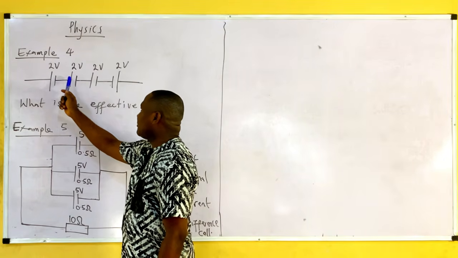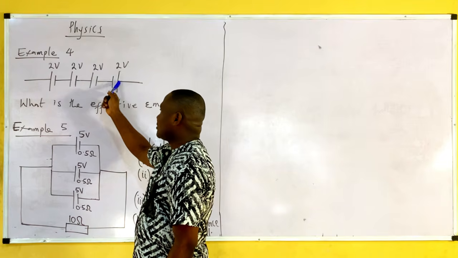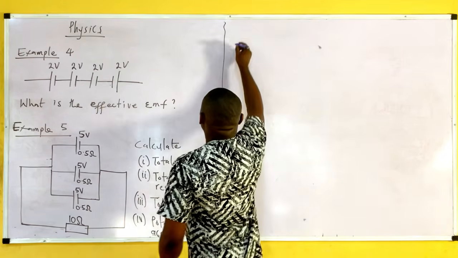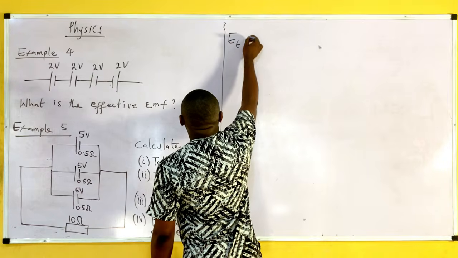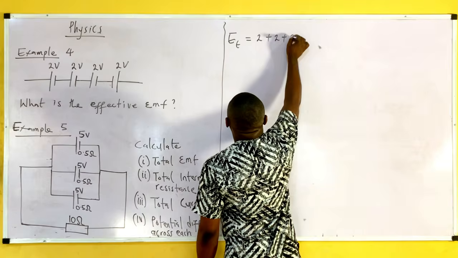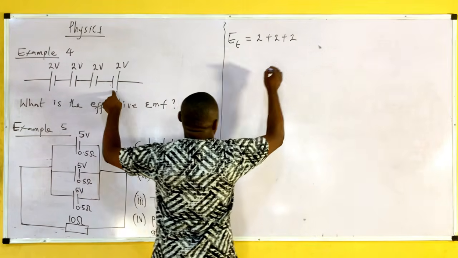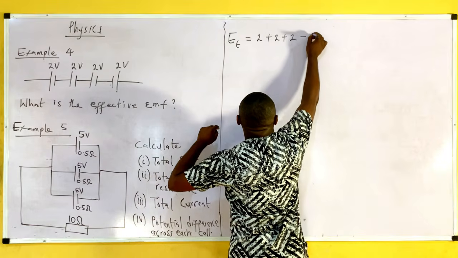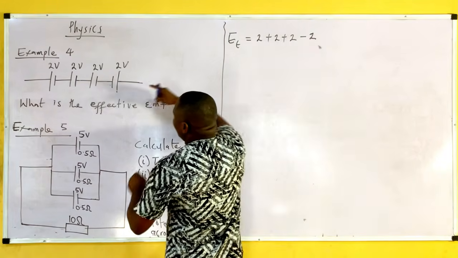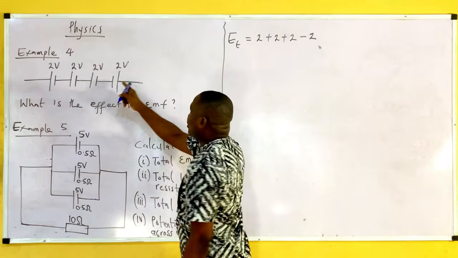Positive, negative, positive, negative, positive, negative, negative, positive. So the effective EMF, E total, would have been 2 plus 2 plus 2, because this plus this plus this. But when it comes to this, it will not be minus 2. Take note of that. Why? Because it is alternated. If it was following the same sequence, it would have been plus.